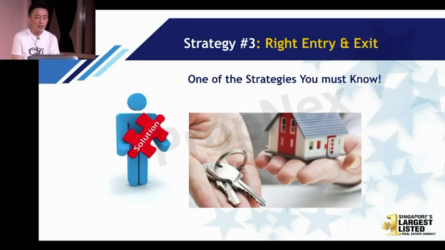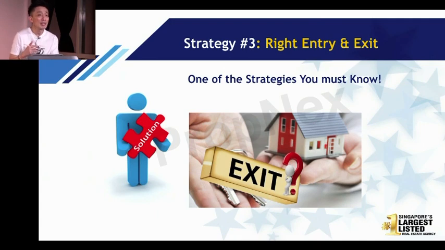So the third thing is how to determine the right entry and exit. This is the part that you really need to know: how to determine the exit. A lot of people say, Kelvin, I want to learn how to buy property, but they never think about the exit. A lot of people are like that, and that is something you must learn.